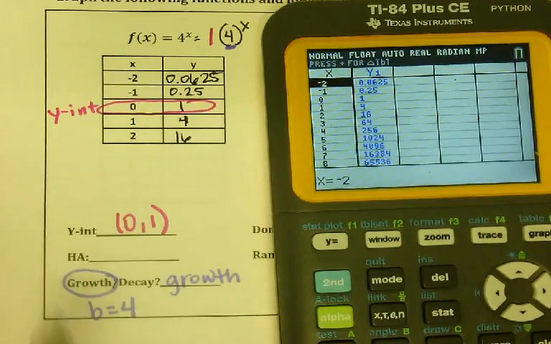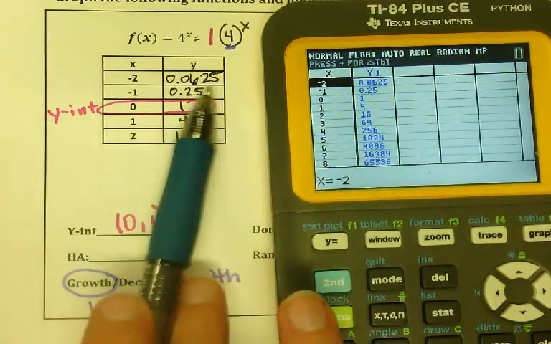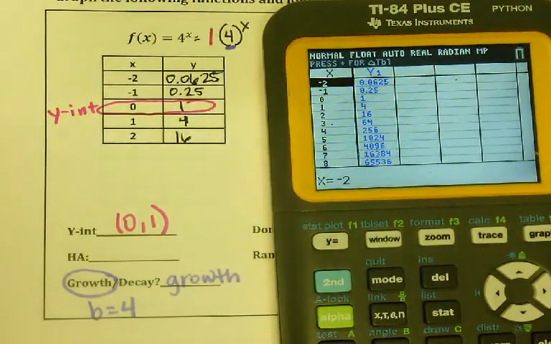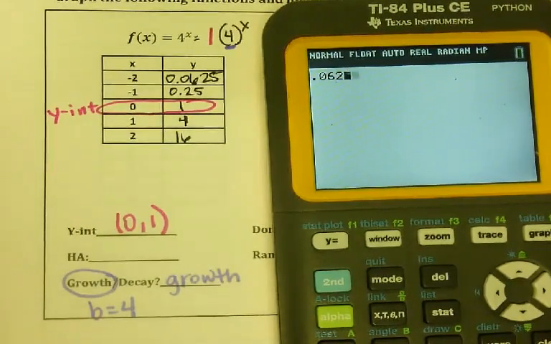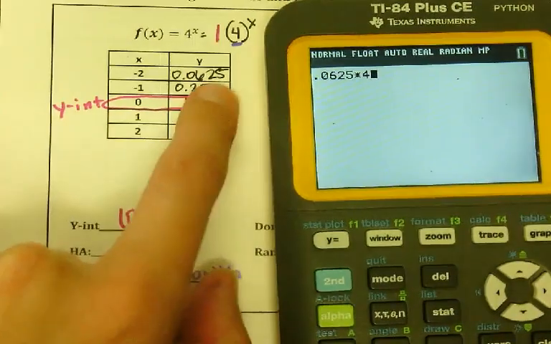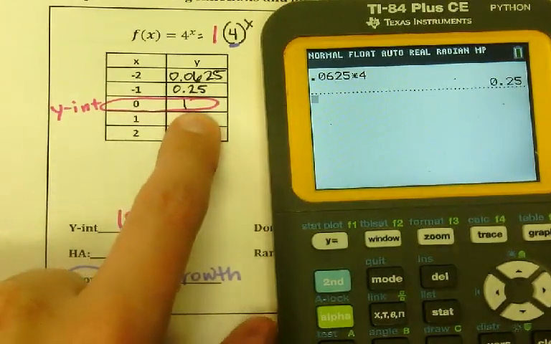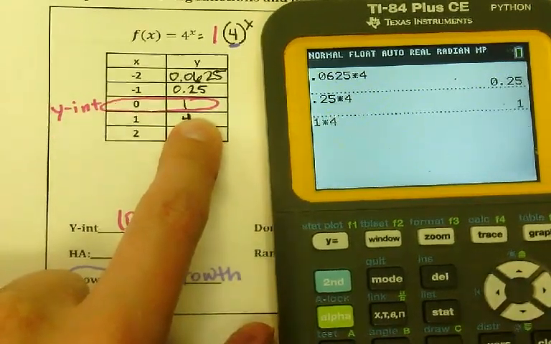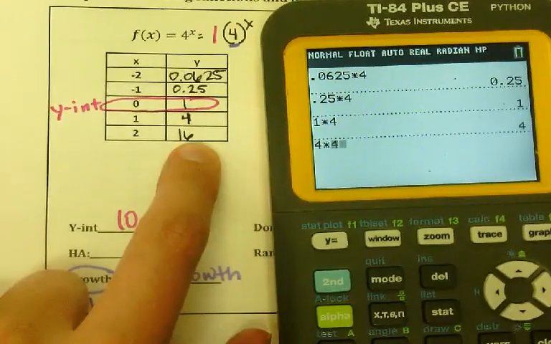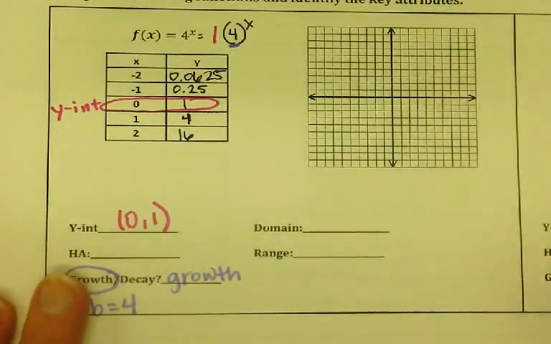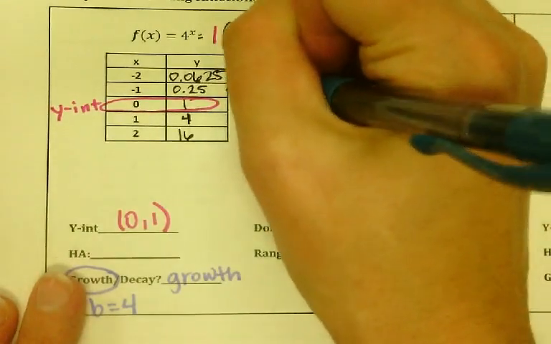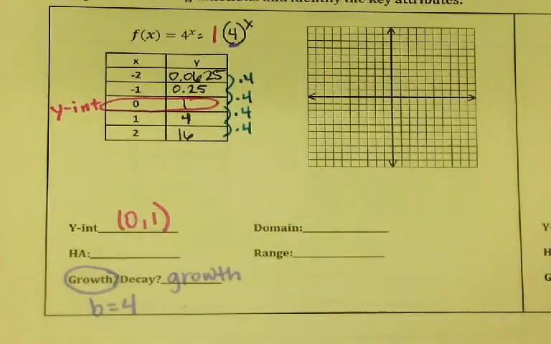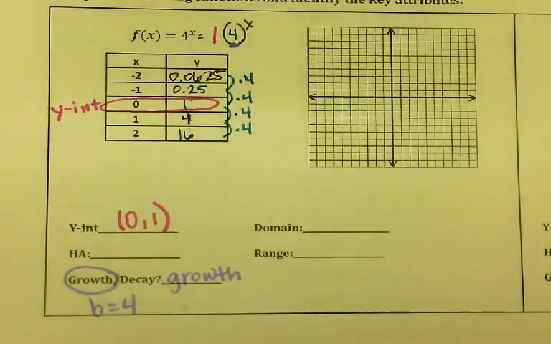And then I also want you to check this out. This is pretty cool. Notice what we're doing each time to get to the next y value: we are saying 0.0625 times 4. When I multiply by 4, that gets me to 0.25. Then 0.25 times 4 gets me to 1. 1 times 4 gets me to 4, and 4 times 4 gets me to 16. That is that pattern of multiplication, so we are multiplying by 4. In linear functions, we add the same number each time. In exponential functions, we multiply by the same number each time.